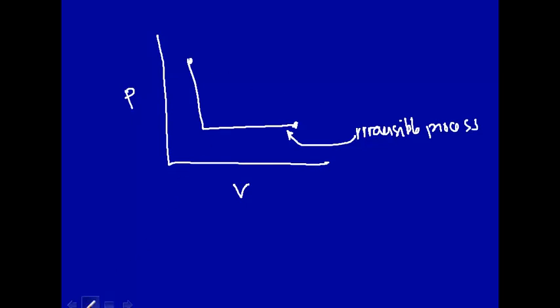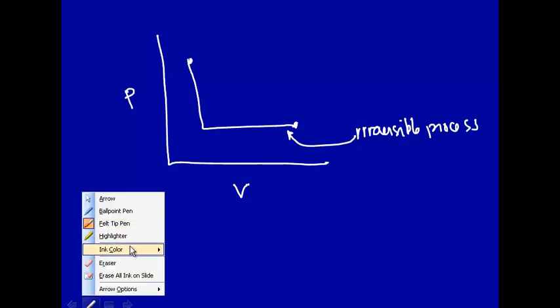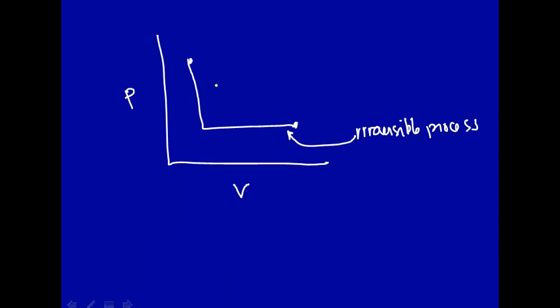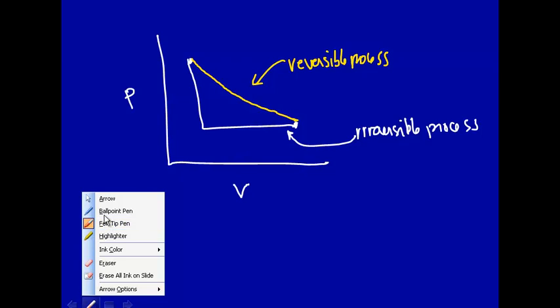And let's try a different color ink for the reversible process. Let's try yellow. Of course, this won't show up here. And this then will be the reversible process. Note the reversible process is a smooth curve. The irreversible process is jagged. So which process will give us the greater amount of work?